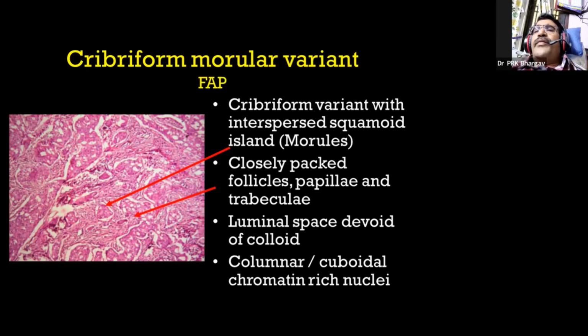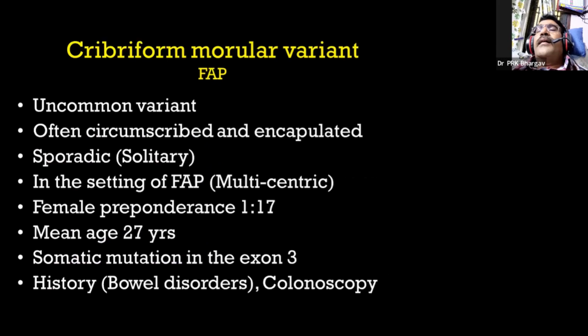The lumen is devoid of colloid. They are chromatin-rich cuboidal and columnar nucleus. Now, the cribriform variant has been found to be very frequently associated with FAP, that is familial adenomatous polyposis, that's Gardner's syndrome. Next. Otherwise it's very uncommon, but it is very common in Gardner syndrome. It occurs in younger age group. The somatic mutation is on exon 3. Next.